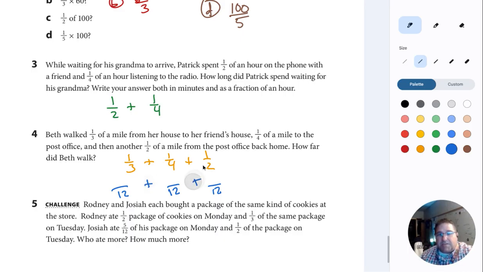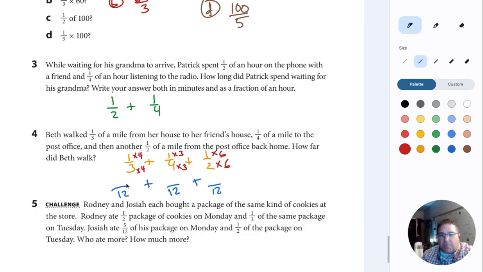So we're just going to rewrite this as something over 12, right? Here we go. 3 times what is 12? 3 times 4. So we got to do 1 times 4. Okay, 4 times what is 12? 4 times 3. We got to do 1 times 3. 2 times what is 12? 2 times 6. And 1 times 6.